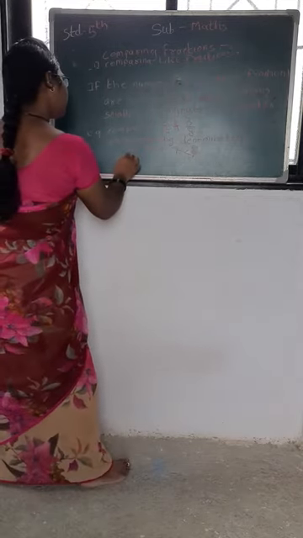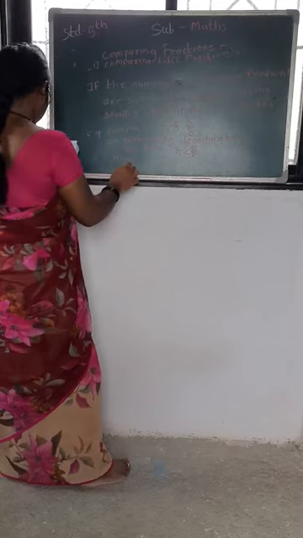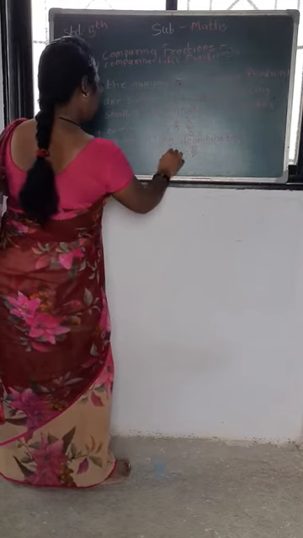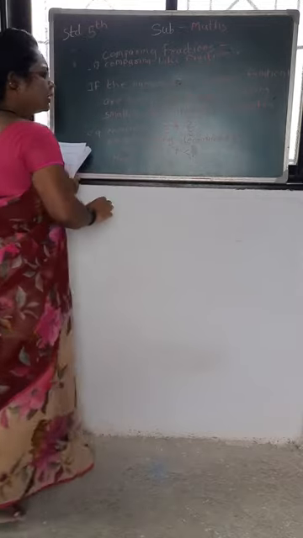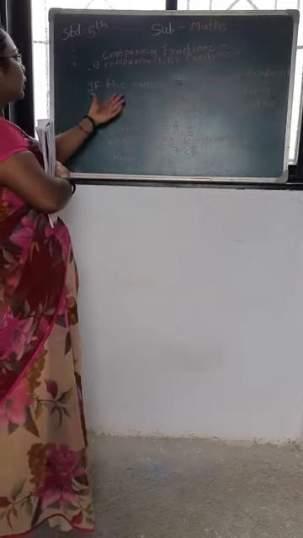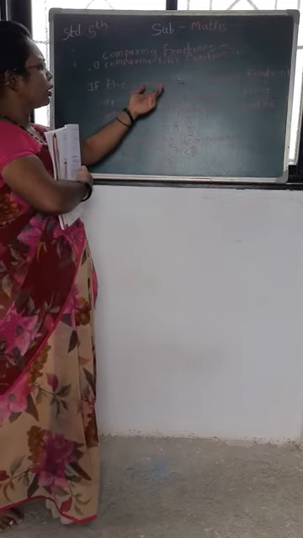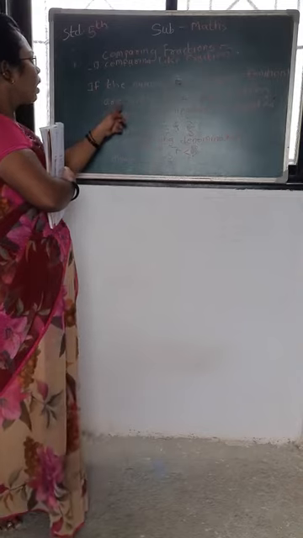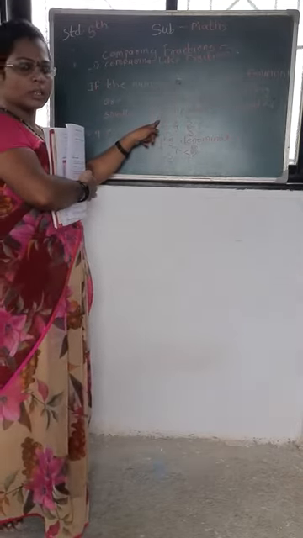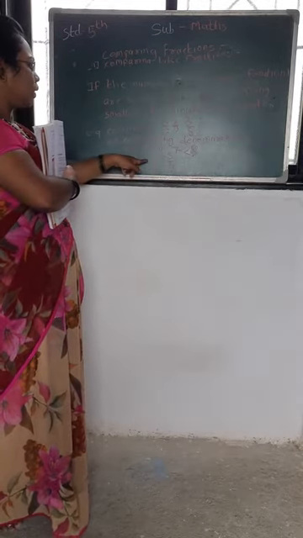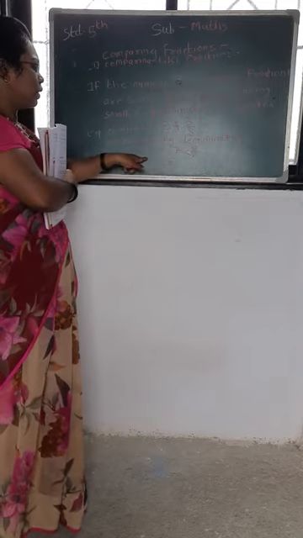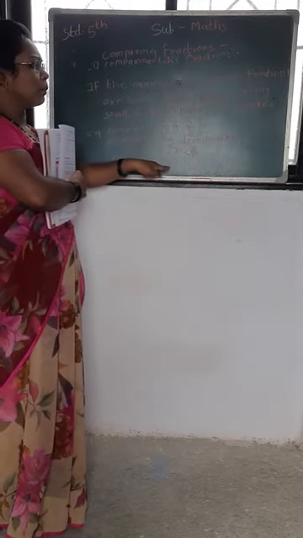Hence 3 by 7 is greater than 3 by 8. The rule says that if the numerators of the given fractions are same, the fraction having smaller denominator is greater. That is, 7 is less than 8, and then 3 by 7 is greater than 3 by 8.